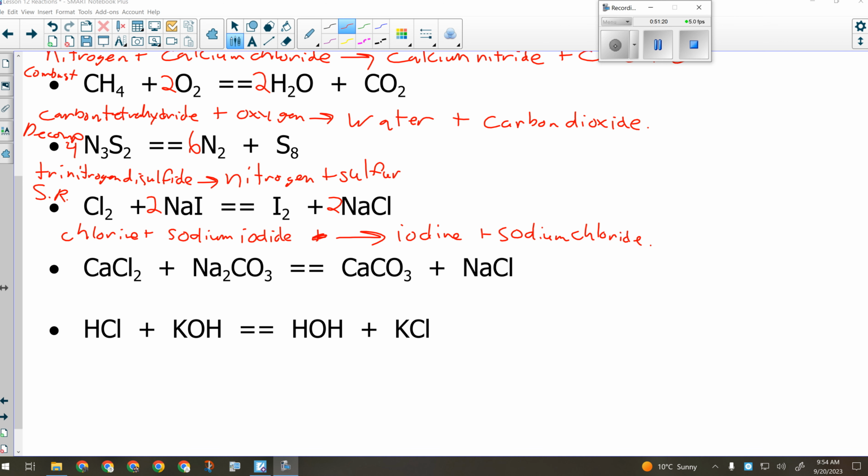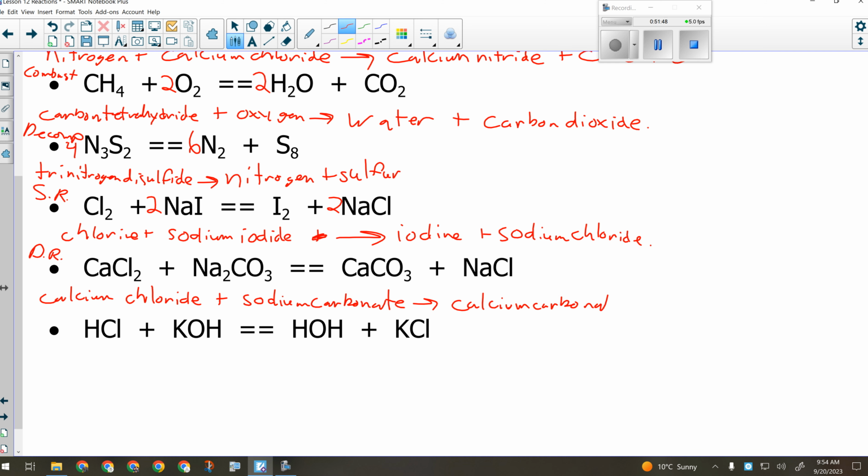Okay, let's look at the second to last one here, guys. What kind of reaction is it? Double replacement. They're both ionic compounds. Okay, so we have calcium chloride reacting with sodium carbonate to produce calcium carbonate and sodium chloride. Okay, what's in need of balancing?